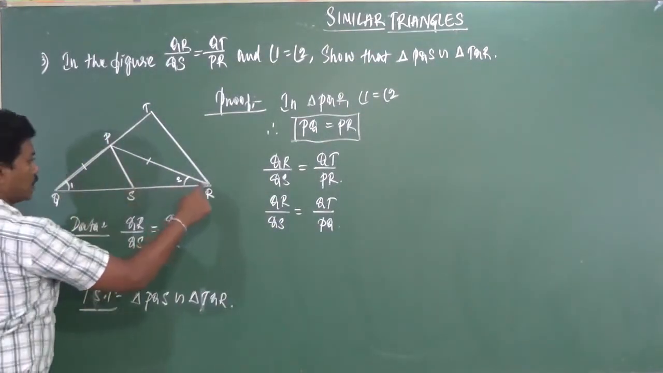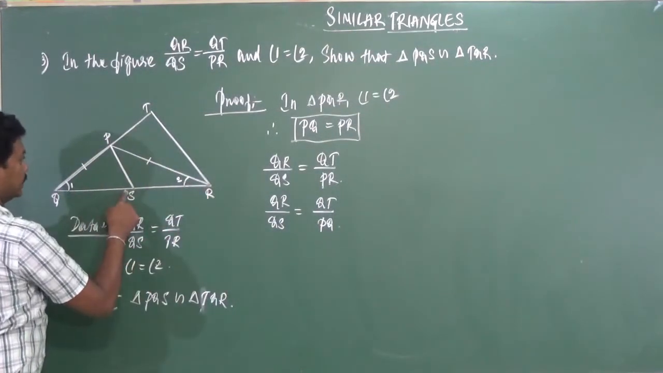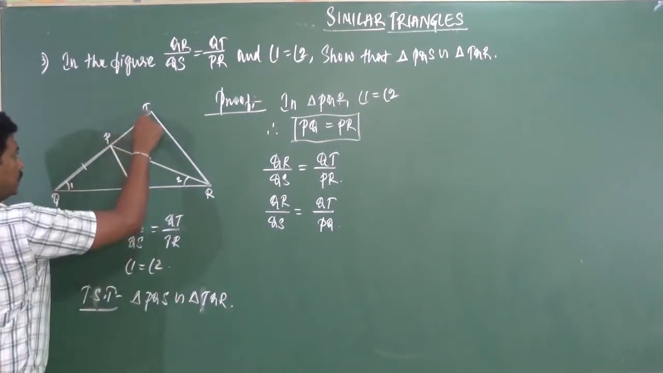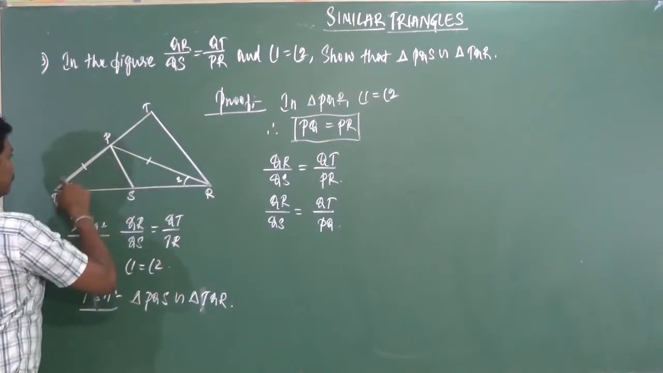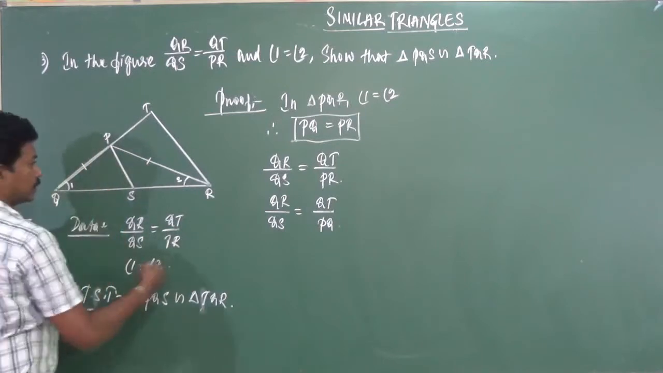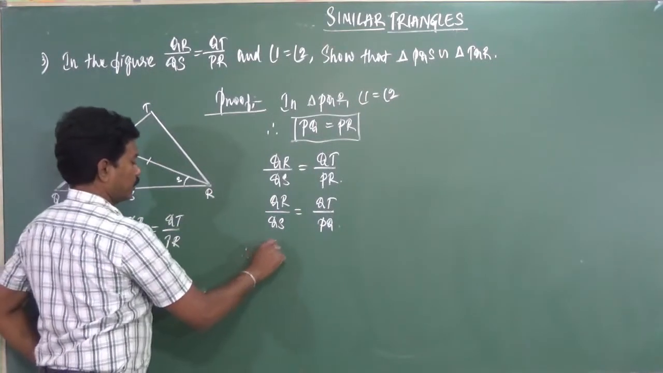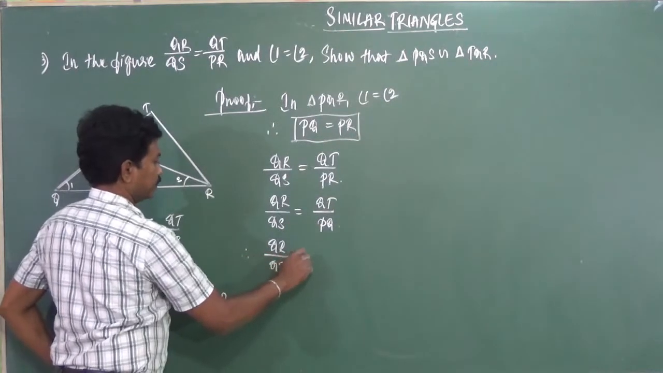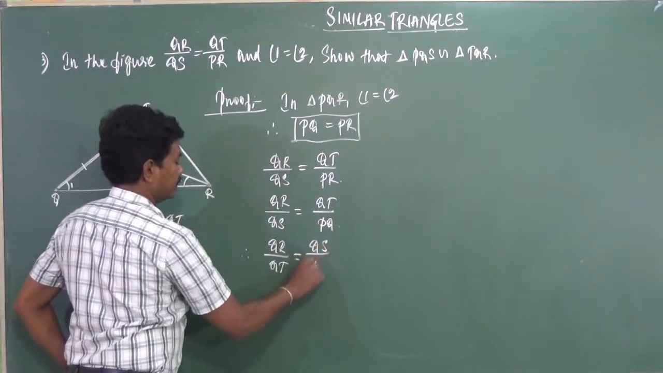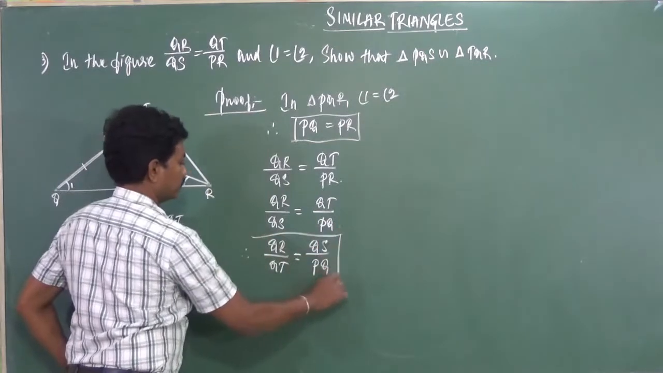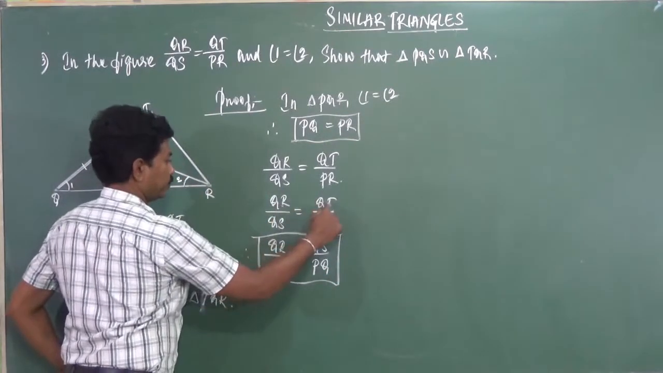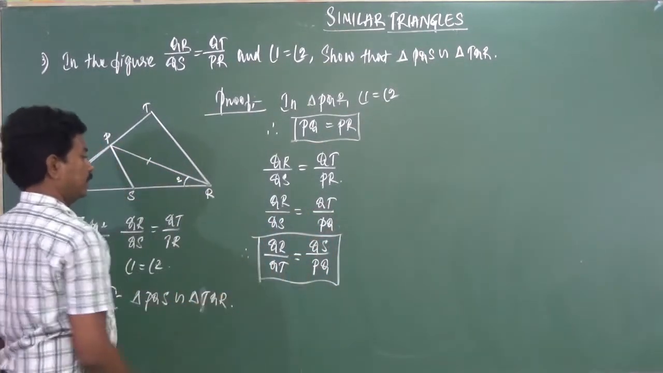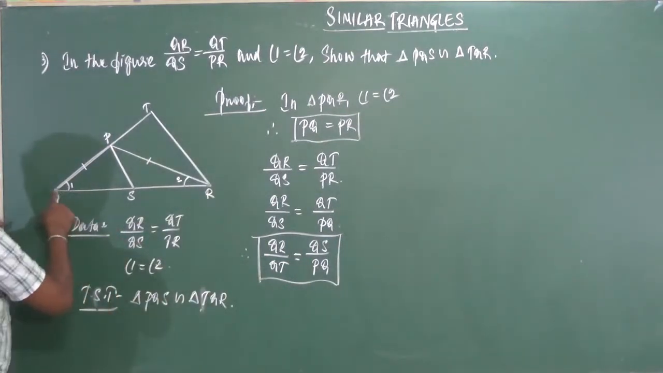So QR by QS is equal to QT by PQ. Right? So this can also be written as, therefore QR by QT is equal to QS by PQ. This is possible because numerator by numerator is equal to denominator by denominator. Now look at the ratio.